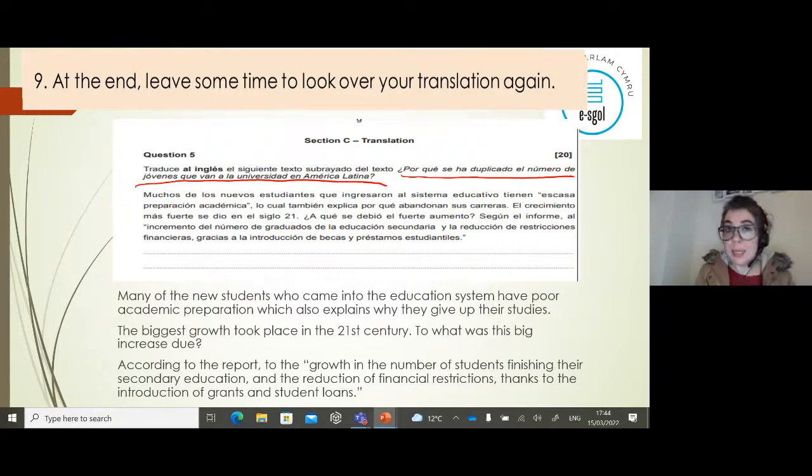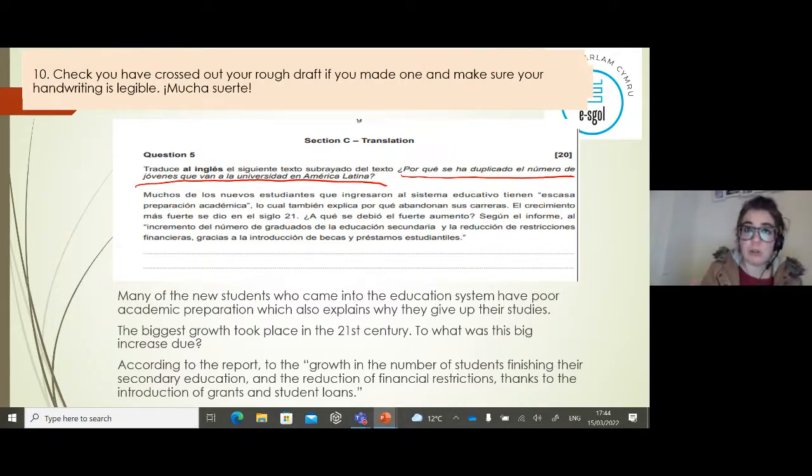At the end, leave some time to look over your translation again. It's really quite important that you take this time to check on your accuracy. Check you have crossed out the rough draft if you made one. And make sure that your handwriting is legible.